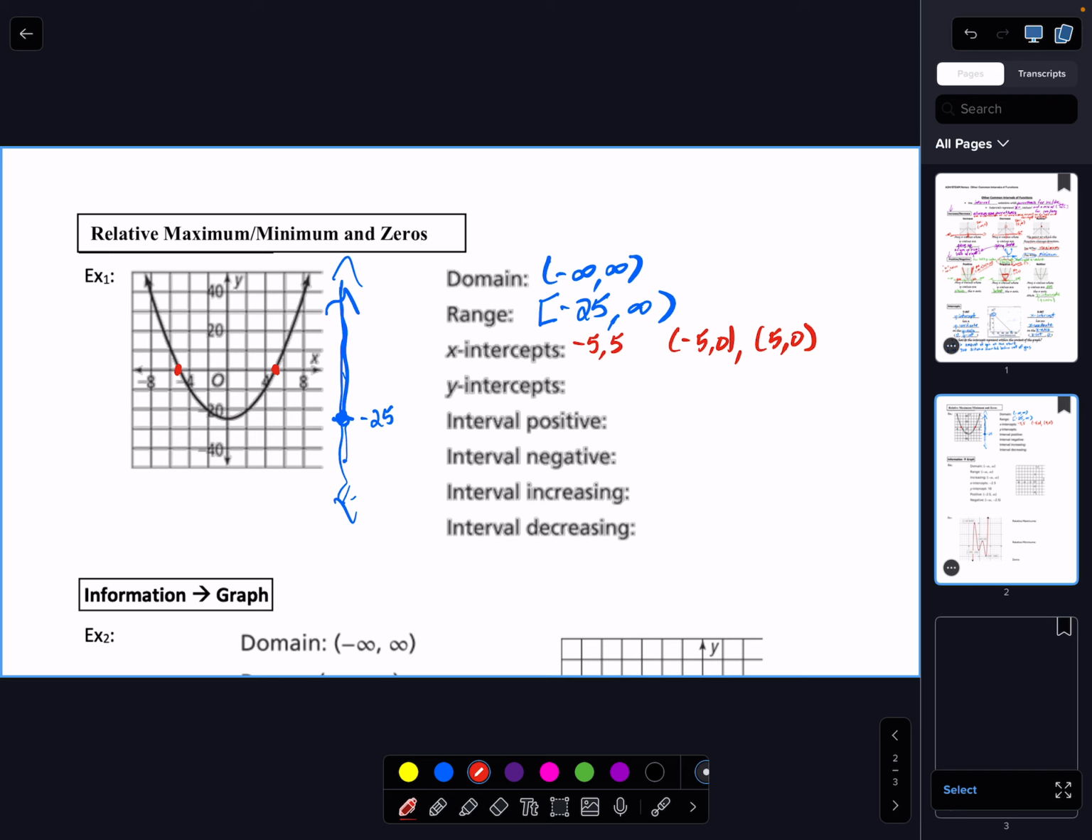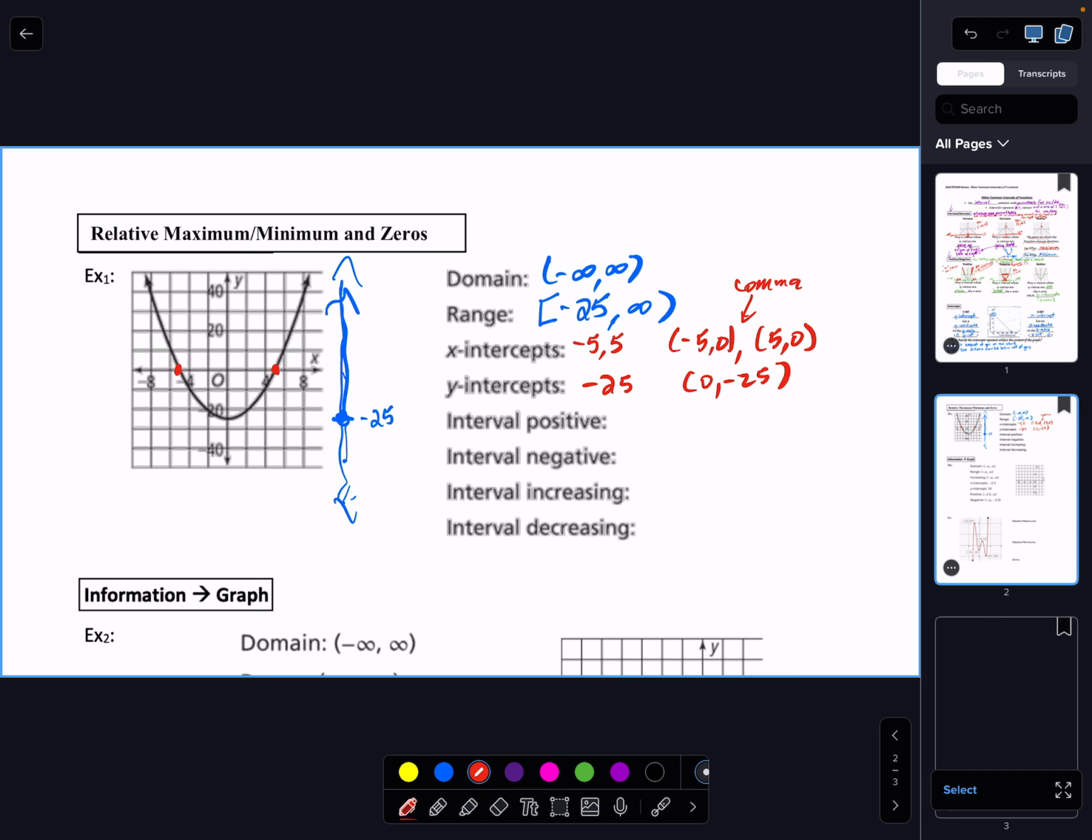So you have a comma, not a union symbol. We use union symbols for domain, increasing, decreasing, positive, negative. But when you're referring to an ordered XY pair, we're going to put a comma between them. The y-intercept is -25 or (0, -25). You need to review x-intercepts, the y-coordinate is 0, while for y-intercepts, the x-coordinate is 0. You need to know how to write those ordered pairs.